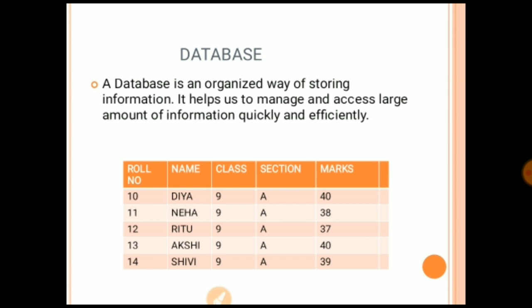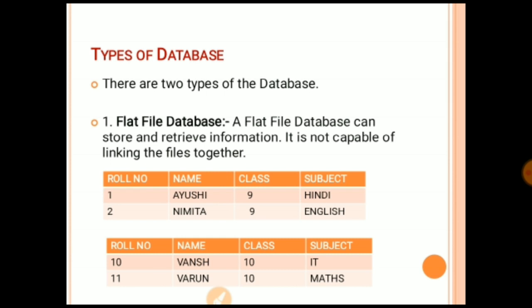Okay, so here we have some types of database. We have two basic types of database. First is the flat file database. A flat file database can store and retrieve information. It is not capable of linking the files together. What is the meaning of linking the files together?